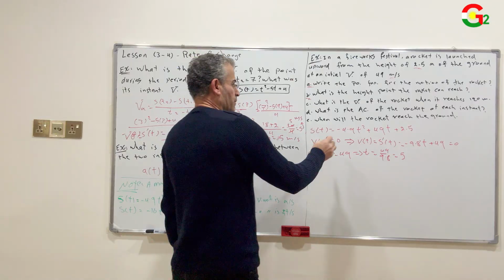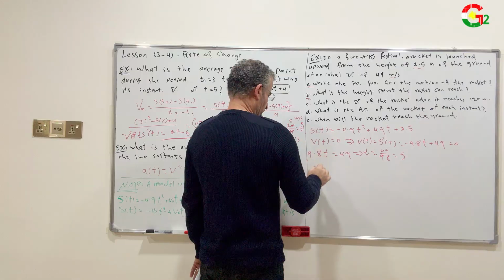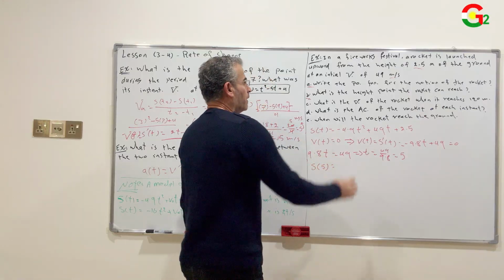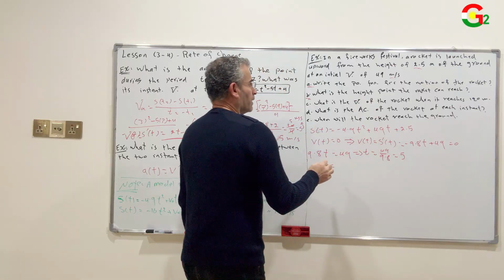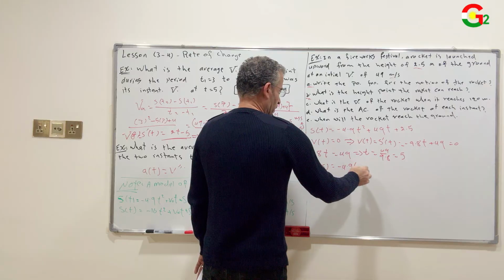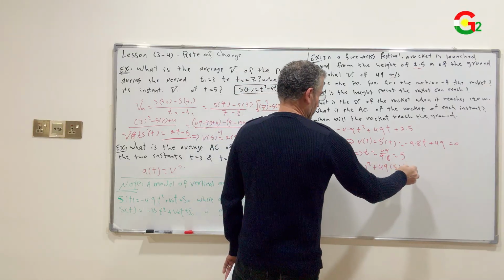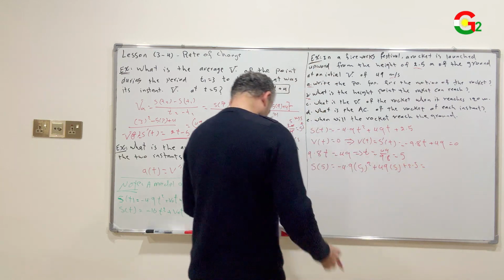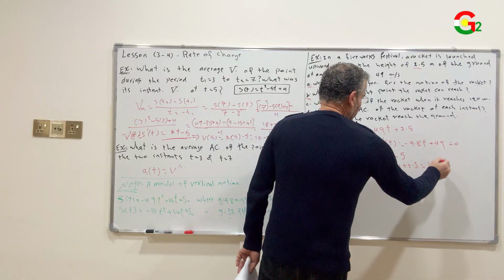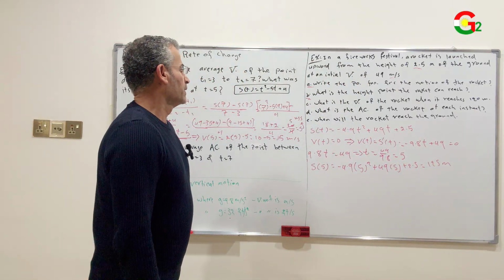Then substitute 5 in the position function to find the height point that the rocket can reach, equal to negative 4.9 times 5 squared plus 49 times 5 plus 2.5, equal to 125 meters. This is the height point the rocket can reach.